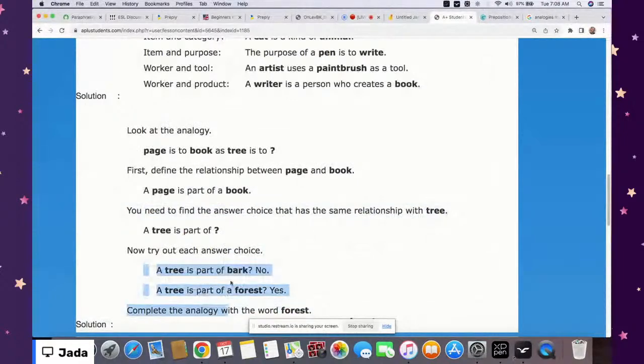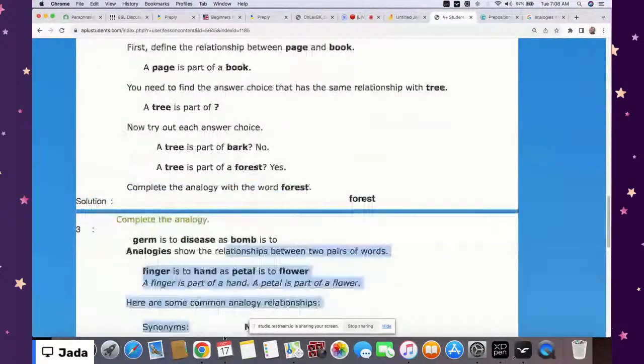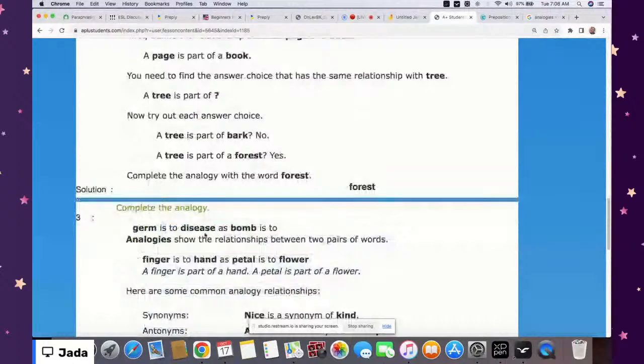No, it's part of a forest. So when you go to the forest, you see a lot of trees. So yeah, tree is to forest, page is to book. So it's just like you finding the synonym of the words, okay? How are they related?